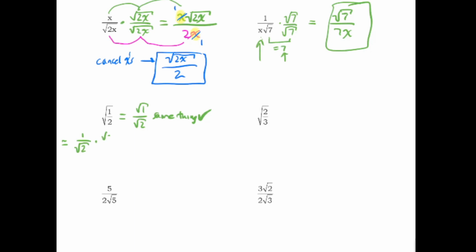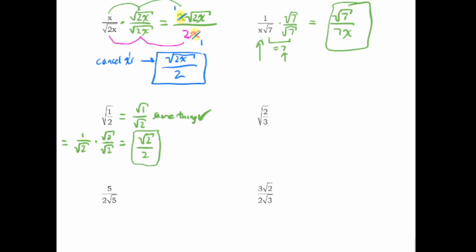This is the part where you multiply top and bottom by root 2. Across the top, 1 times root 2 is root 2. Across the bottom, root 2 times root 2 is just 2. So that's what you want. Root 2 over 2, not root 1/2.